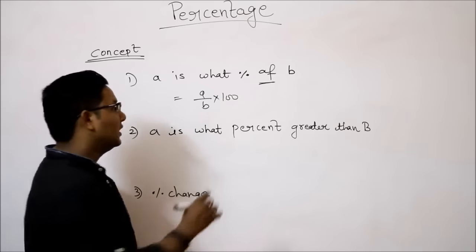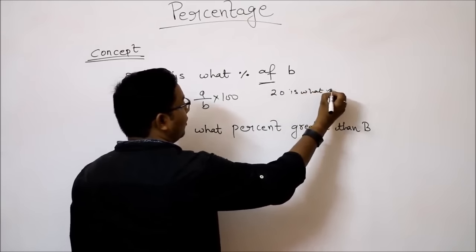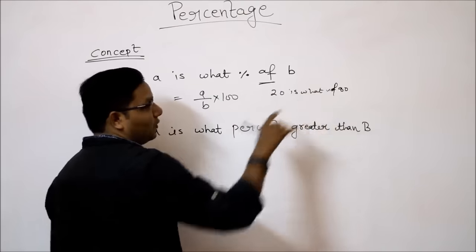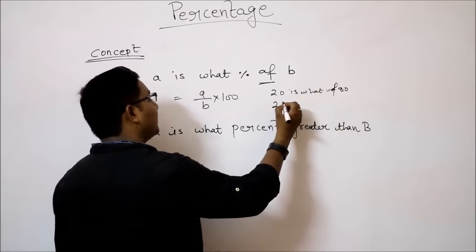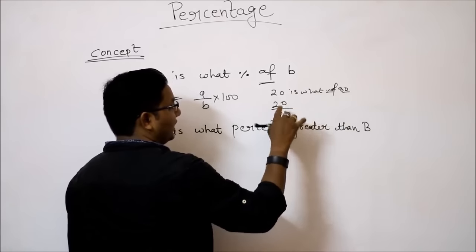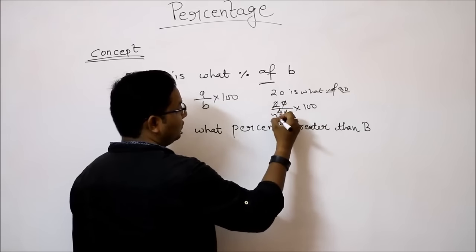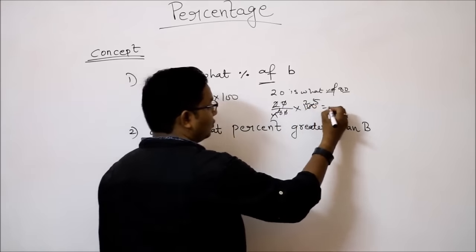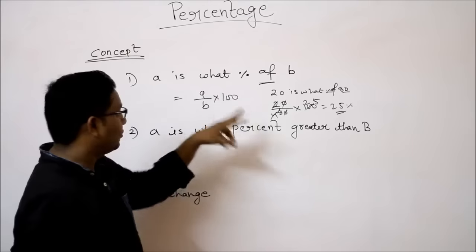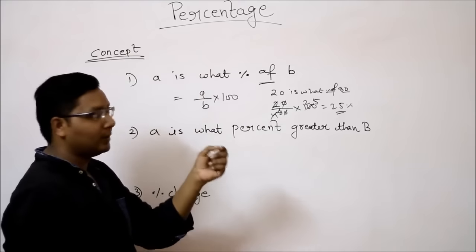For example, suppose we take 20 is what percentage of 80. 20 will come in the numerator, and after "of" it is 80, so it comes in the denominator, into 100. The zeros get cancelled, 2 into 4, 4 into 25, so it is 25%. In this way you find A is what percentage of B. This is asked in many ways, but simply you have to remember this.